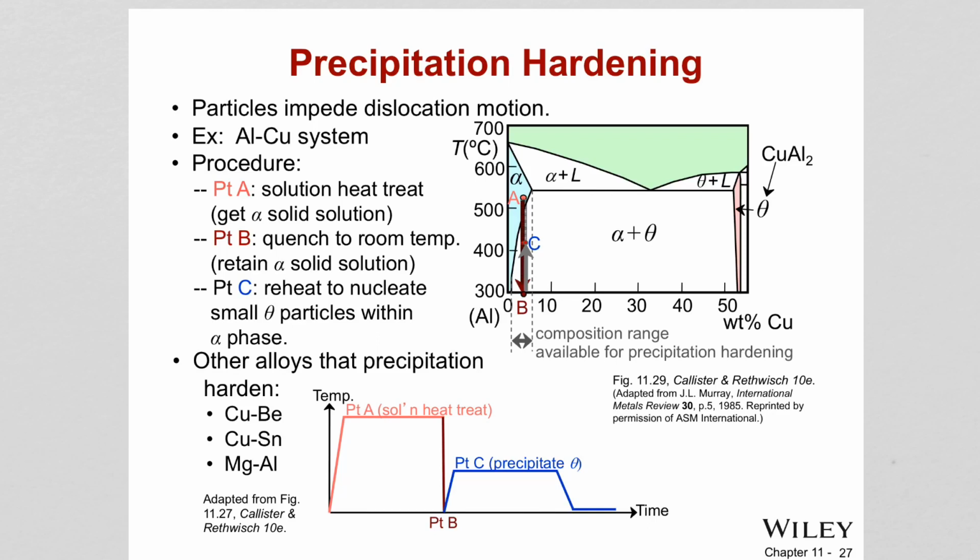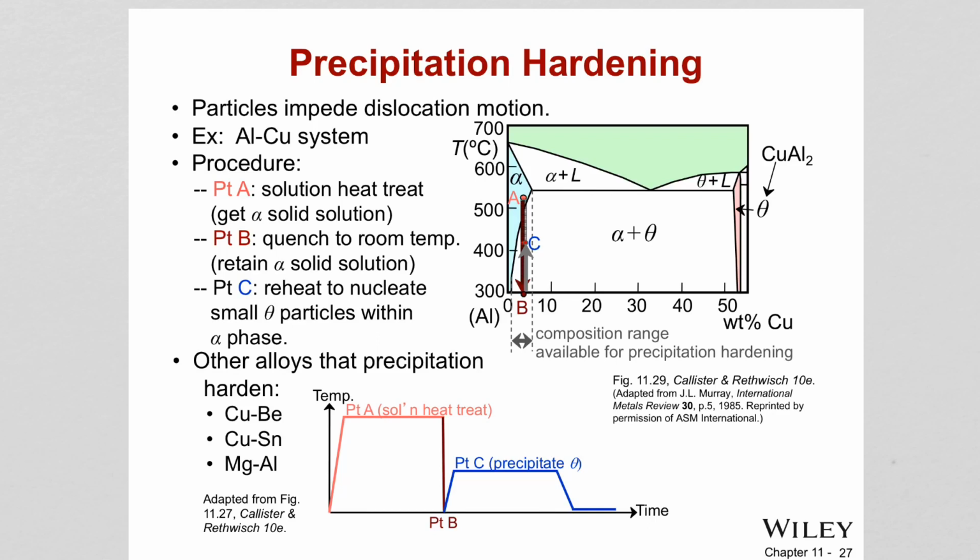Other alloys that can be precipitation hardened are copper-beryllium, copper-tin, and magnesium and aluminum alloys. Not all alloys can be hardened with precipitation hardening, but the strength of some alloys can be increased with this technique. The reason it's also called age hardening is because with time you are strengthening the material.